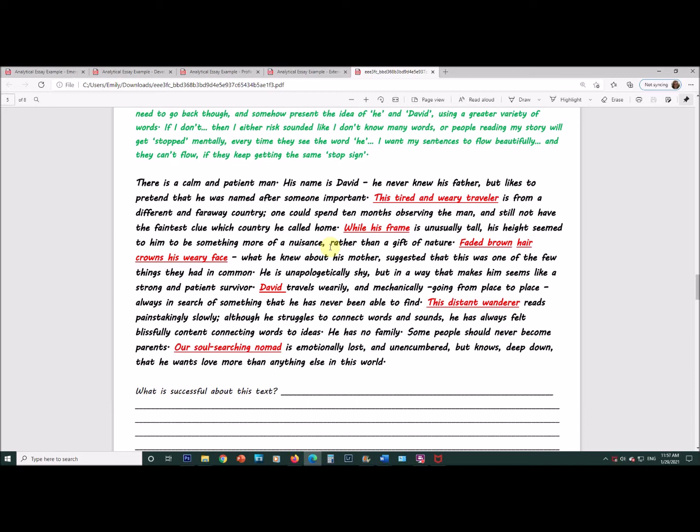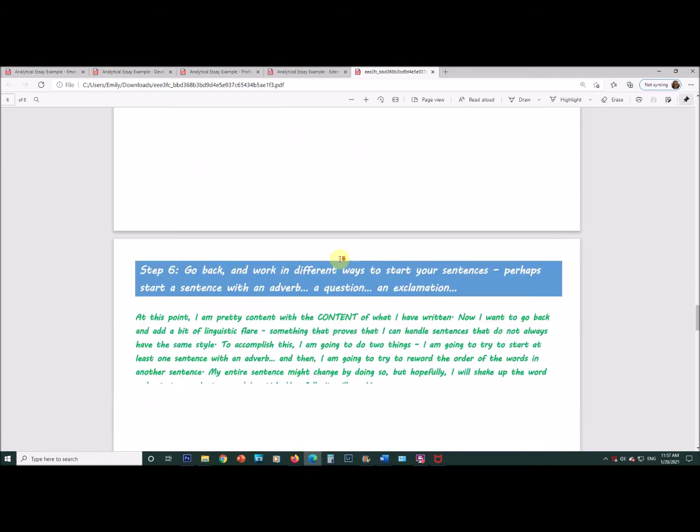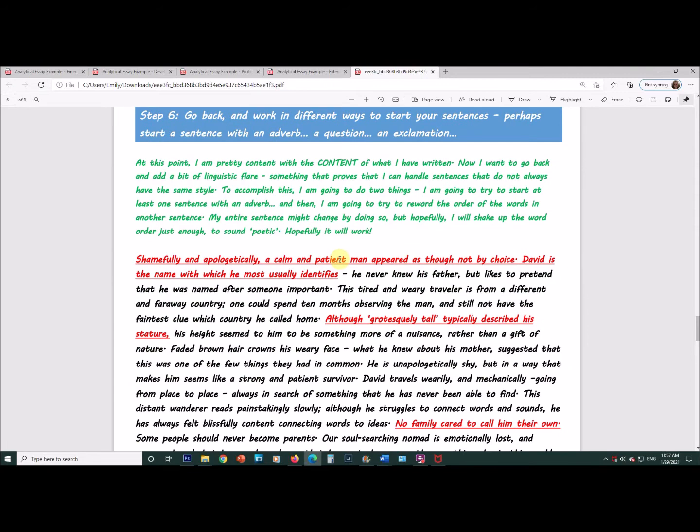Our soul-searching nomad is emotionally lost and unencumbered, but knows deep down that he wants love more than anything else in this world. So I think this sounds a little bit better because now I'm expanding my word choice. I'm not just sticking with the same word 10 times. Step 6. Go back and work in different ways to start your sentences.